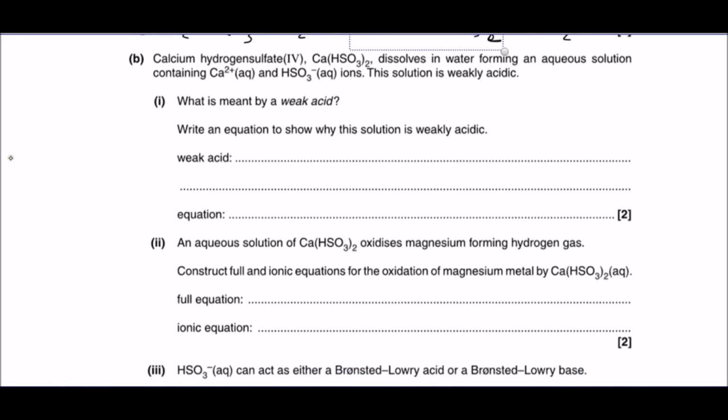Okay, so as I said, the first bit of this question is quite horrible, but the next bit's not so bad. So what is meant by a weak acid? Okay, so all you need to say there, as we've done many times in the past, is say that it partially dissociates in solution.